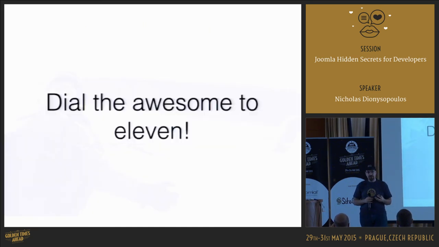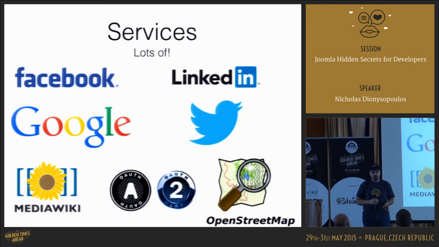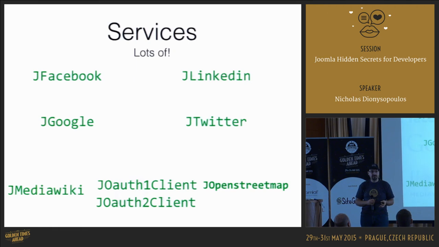Now, there are some really great features that are shipped with Joomla, and most people are completely unaware. Services, lots of services. Facebook, LinkedIn, Google, Twitter, MediaWiki, OAuth, OpenStreetMap. Do you know what they have in common? They have implementations that ship with Joomla, and their names are quite predictable. J Facebook, J LinkedIn, J Google, J Twitter. J MediaWiki, J OAuth 1 client, and J OAuth 2 client, no server, which is a pity. J OpenStreetMap. Most of them work quite nicely.